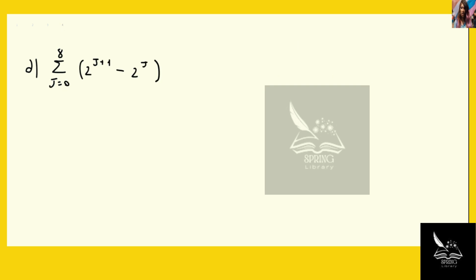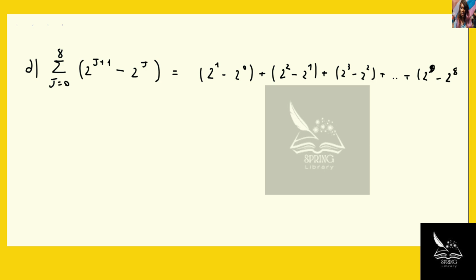And finally, the sum j that goes from 0 to 8 of 2 to the power of j plus 1 minus 2 to the j. Now this is a telescopic sum because essentially what happens here is we start with j equals 0, so this will be 2 to the first minus 2 to the 0. And then we have plus 2 to the second minus 2 to the first plus, well, let's write 2 to the third minus 2 squared all the way up to 2 to the 9th minus 2 to the 8th.